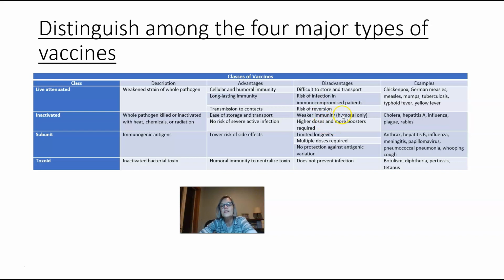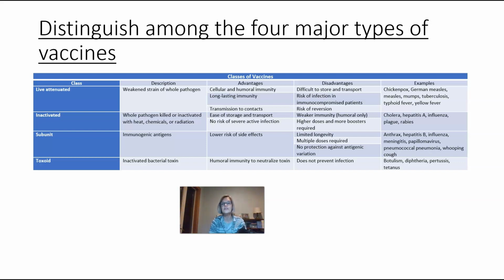Generally you'll get a weaker immunity from this kind of vaccine. And there are some examples of the kinds of vaccines that we do this with. Now, one of the things you think about as we're looking at these four types of vaccines is what determines which kind of vaccine we use. The main thing is you want to find a vaccine that gives you the best immune defense possible with the fewest side effects.